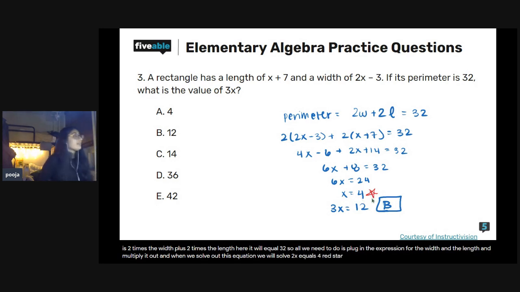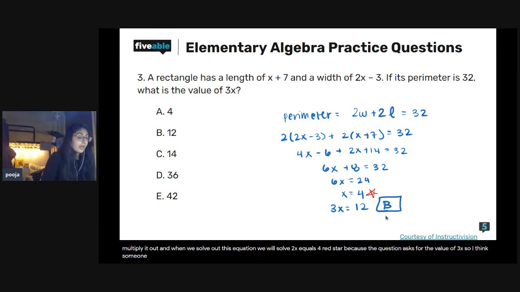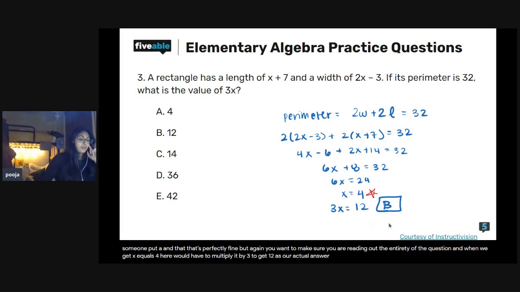Red star, because the question asks for the value of 3x. So I think someone put A, and that's perfectly fine. But again, you want to make sure you are reading the entirety of the question. And when we get x equals 4 here, we'd have to multiply it by 3 to get 12 as our actual answer. So the correct answer for this would be B.